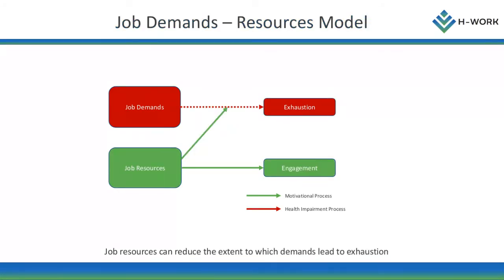But also these job resources can be beneficial because they can help to buffer or reduce the impact that these demands, or these damaging demands, might have on work. So they can help reduce the impact that these job demands have. So for instance, if you've got the autonomy to face these demands as and when you feel appropriate, then they're much less likely to lead to exhaustion, because you've had a better chance to deal with them using the autonomy that you have.